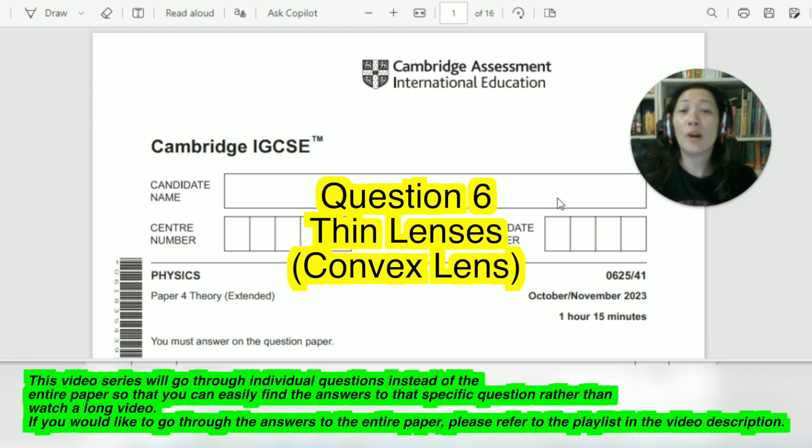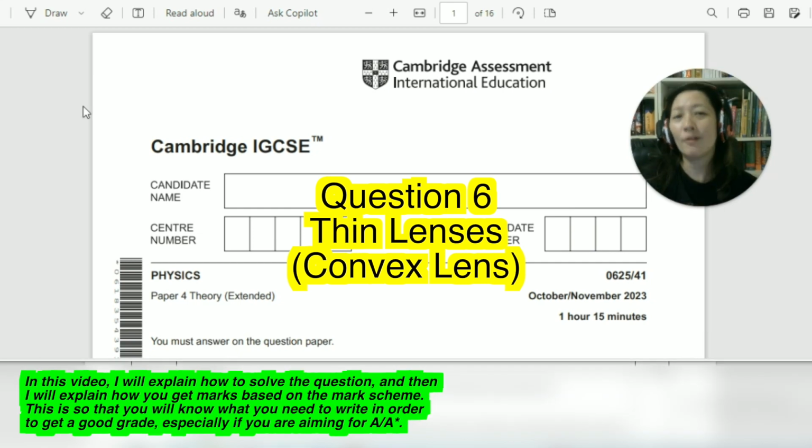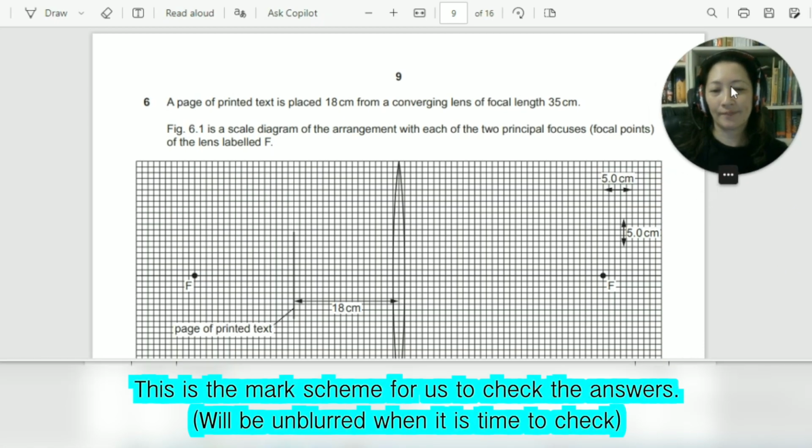In this video, we are going to go through question 6 of this paper. Question 6 is from Unit 3, Waves, focusing on thin lenses. In this video, we are going to do an immediate comparison of our answer against the mark scheme to make sure that we have fulfilled what we need in order to maximize the marks that we can get in this question. So here's question 6.